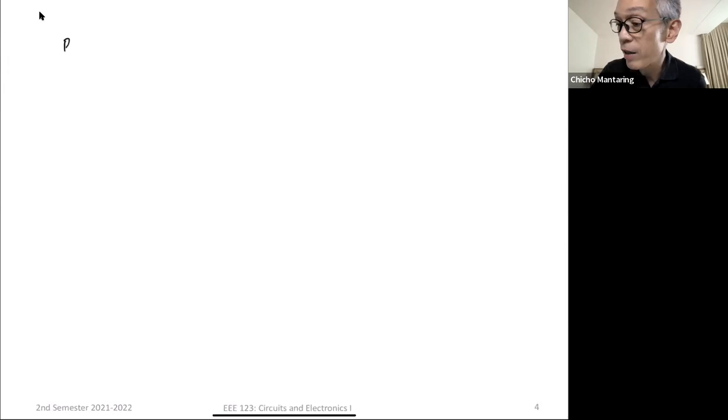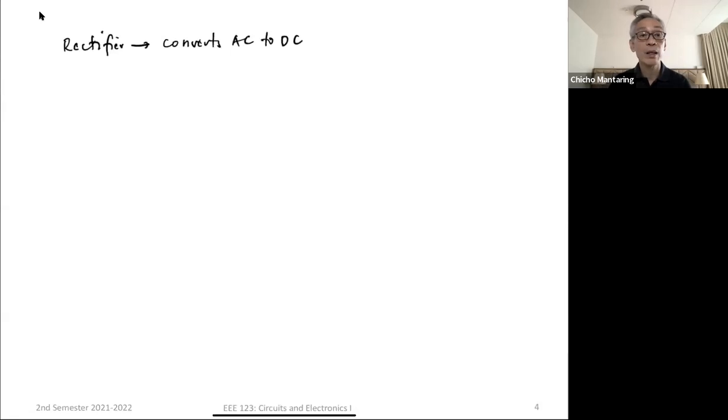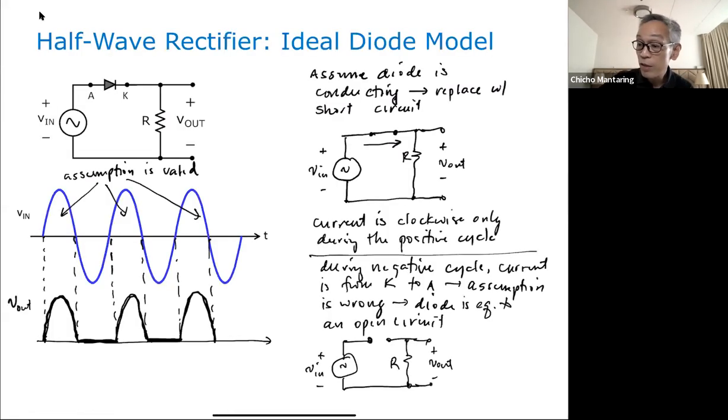When you say rectifier, the more common meaning of a rectifier is that it converts AC to DC. The rectifier converts AC to DC. No? Yung input signal natin was AC. Ang nagiging output signal natin is DC.